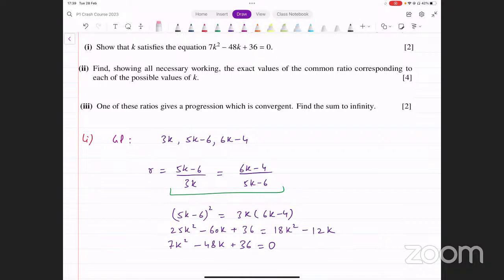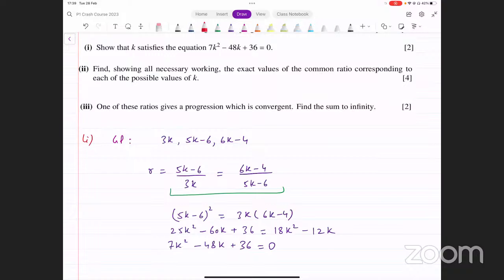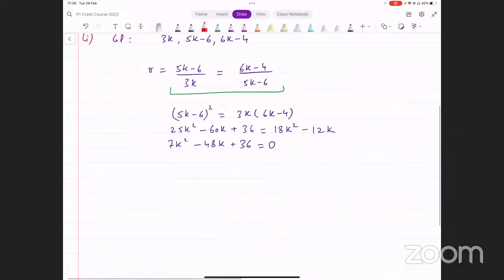In the second part, it says, showing all necessary working, find the exact values of the common ratio corresponding to each of the possible values of K. So we need to find the ratio for each of the possible values of K. So you have to first find the possible values of K. You have a quadratic equation. So remember, you have to show the process, show the working. Otherwise, we won't get marks for solving a quadratic equation. You always have to show working. You either show the middle-term breaking process or you put values in the quadratic formula.